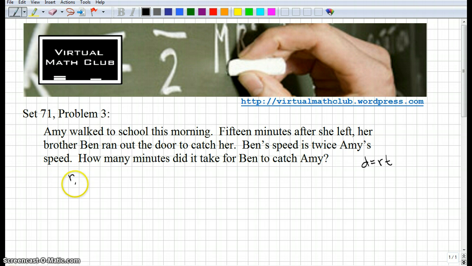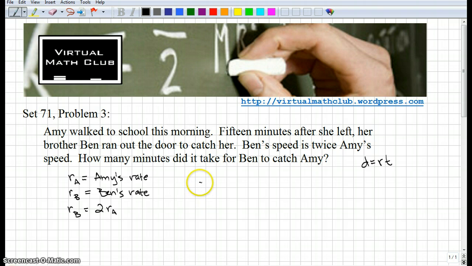So Amy's rate we'll just call RA. Okay, that's Amy's rate. And let's call Ben's rate RB. Okay, that's Ben's rate. And we are also told that Ben's rate is twice Amy's rate. Alright, and when Ben catches Amy, they're going to be at the same position.